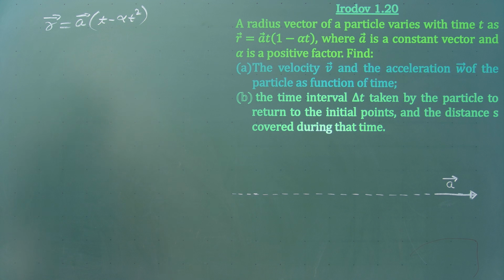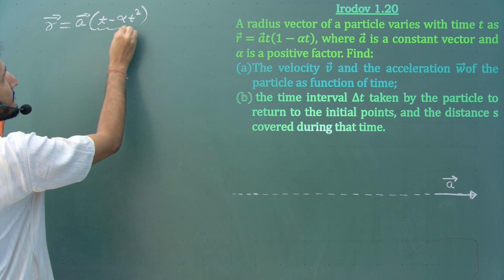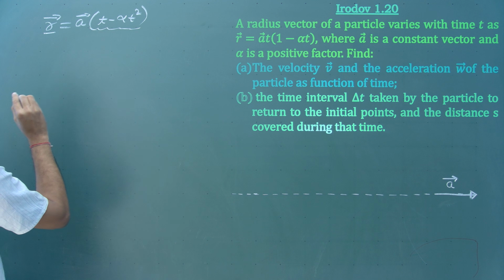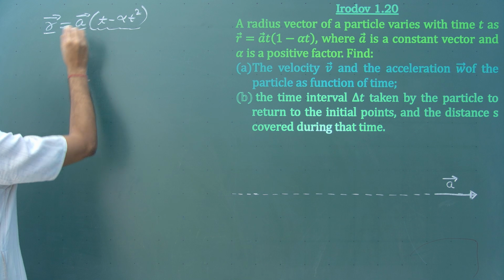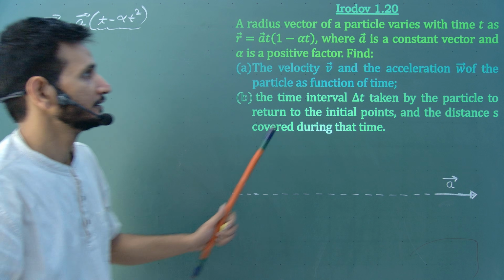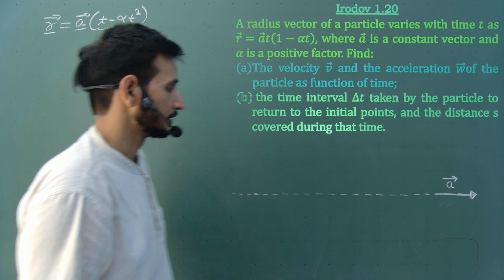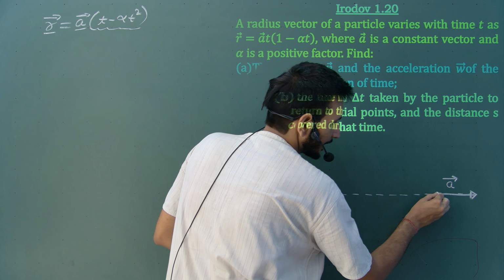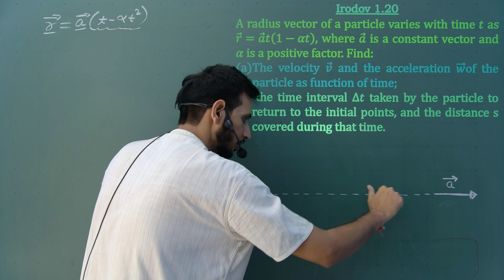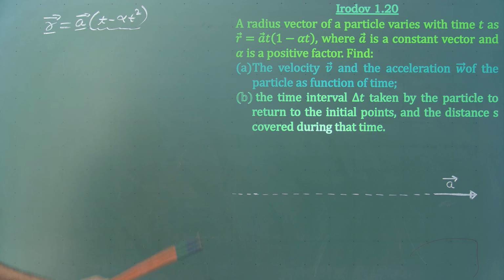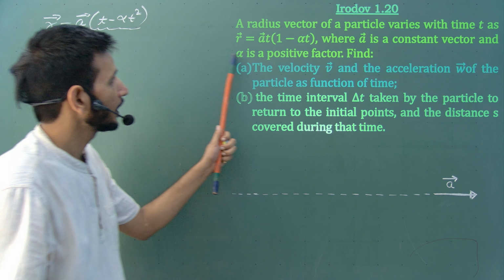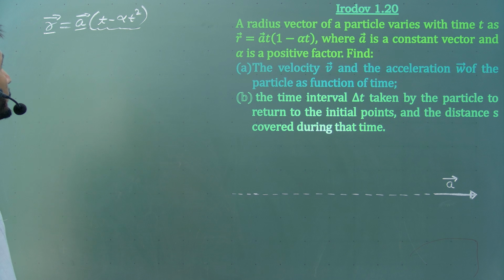Now, let me check that this is a number. Yes, this is a number. So, the direction of vector r is either in the direction of vector a or in the opposite direction of vector a. And in the question, it is given that vector a is a constant vector. So, I assume that this is the direction of vector a. So, the position vector is either in this direction or in the opposite direction. So, this is a motion along a line. Alpha is a positive factor.